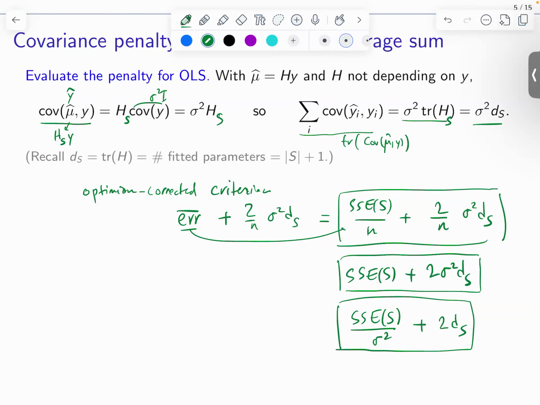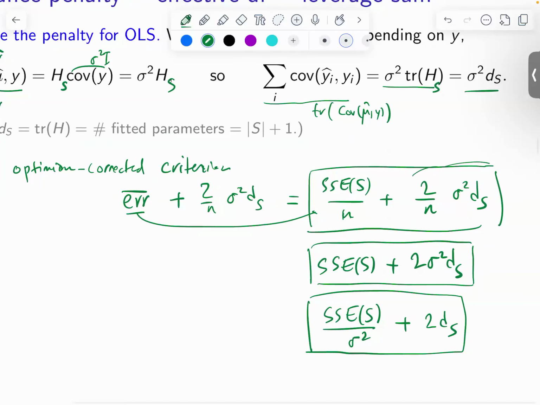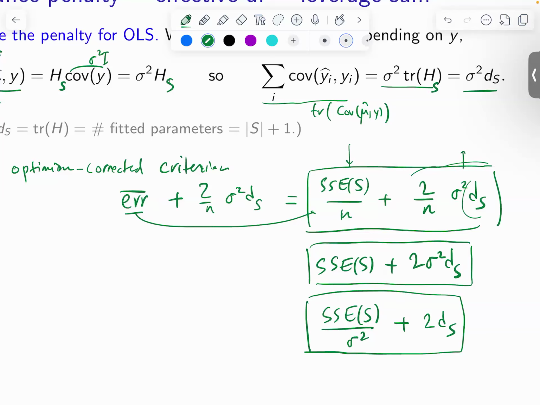The key is this correction. The training error is always going to go down as you add samples, but the penalty is going to go up because it's like a complexity measure. It measures how many parameters you have, and it's going to go up, and there's going to be a trade-off.